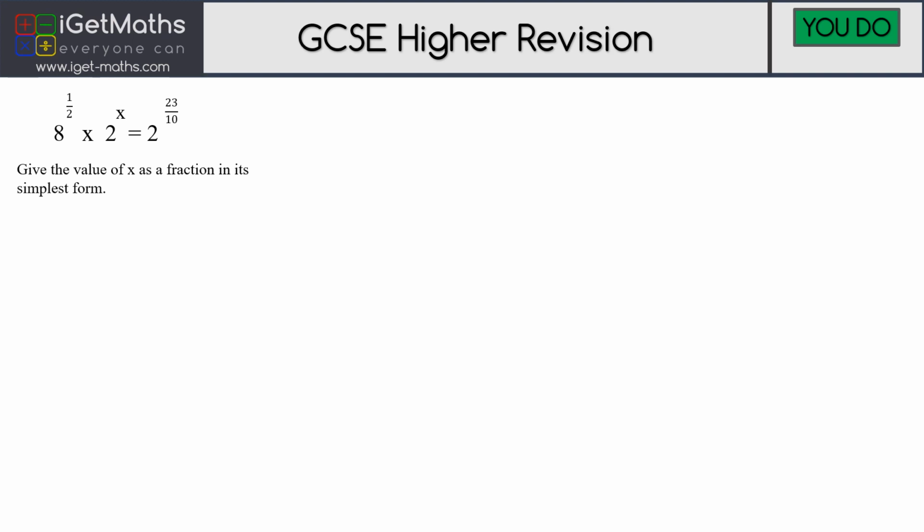Okay, so it says give the value of x as a fraction in its simplest form. At the minute, we've got a 2 and we've got an 8, so we need to make sure all the bases are the same. So we need to get 8 with a base of 2. If I was to do 2 times 2, that would give us 4, which is 2 squared. That doesn't get us to 8. So if I was to do 2 times 2 times 2, that would give us 8, and that is 2 to the power of 3.